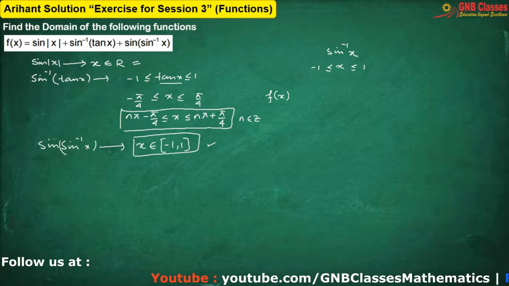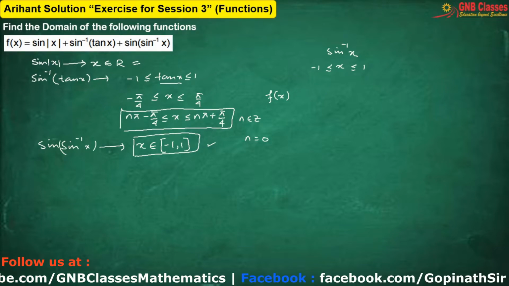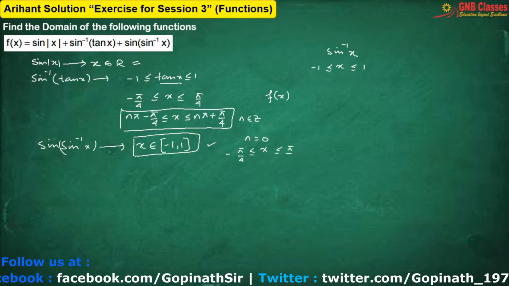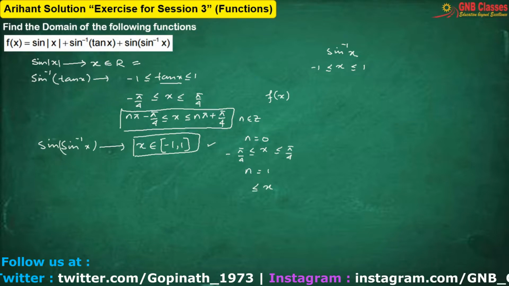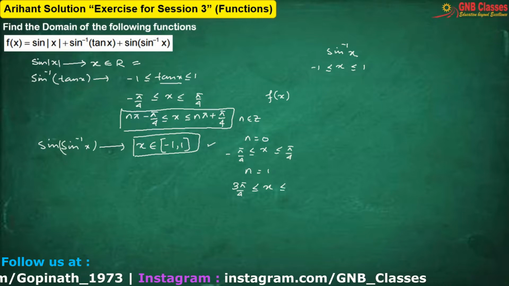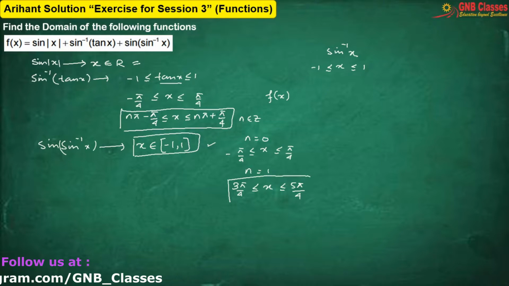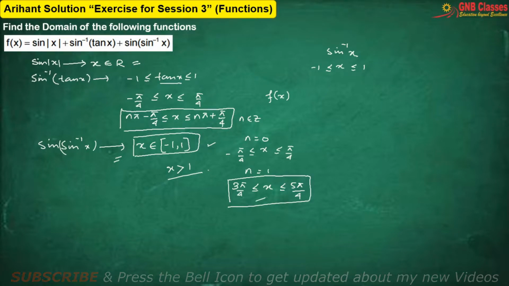Now, if you observe carefully, if I take n equals 0, we get x lying between -pi/4 to pi/4. Now, if I take n equals 1, we get x lying between 3 pi/4 to 5 pi/4, right? These values of x exceed x equals 1. These are all values greater than 1. Since we have x belongs to -1 to 1, the common region will not satisfy this portion.